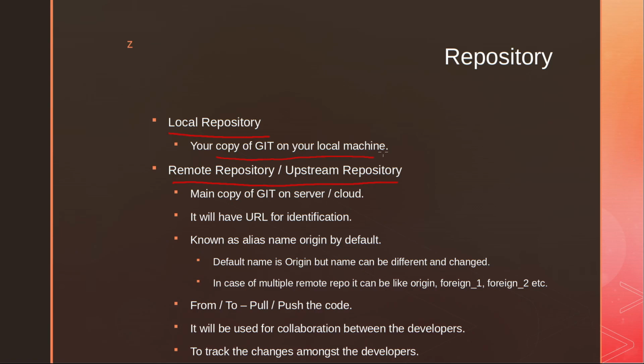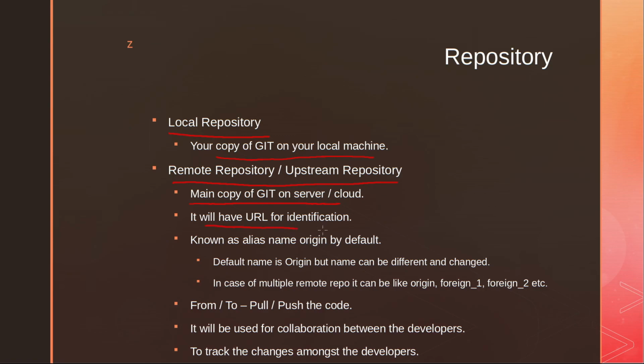Then we have the remote repository or upstream repository. It is the main copy of Git which will be available on either a server or on the cloud. So you can set up your own Git server. It may be on Linux or Windows, but you can set up your own Git hosting server. Now in the cloud, you can consider Bitbucket, GitHub, GitLab, these kinds of providers which provide cloud-based Git hosting or Git repository hosting services.